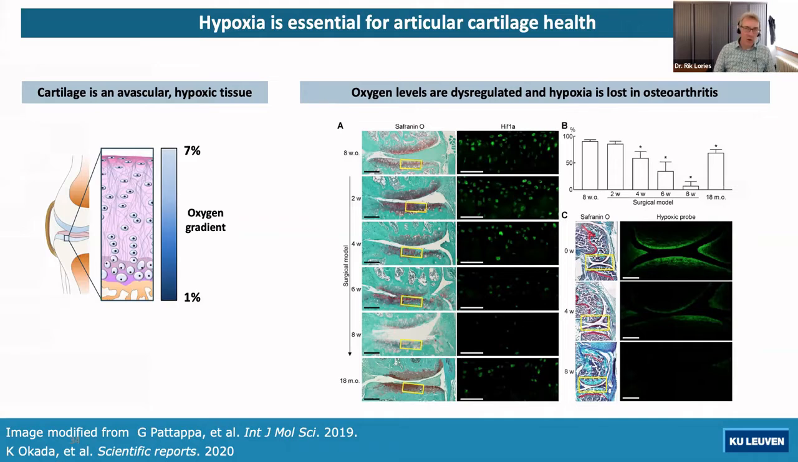So in the deep depths, where the main bulk of the cells are that make up the extracellular matrix that gives the function, the oxygen amount is very low. On the other hand, we also know that oxygen levels are dysregulated and that hypoxia appears to be lost when osteoarthritis is developing, both in mouse models as well as in humans.